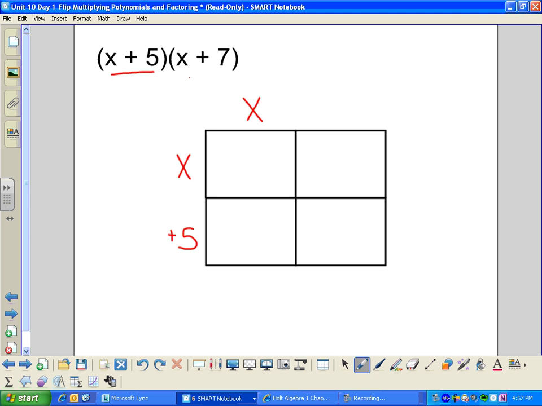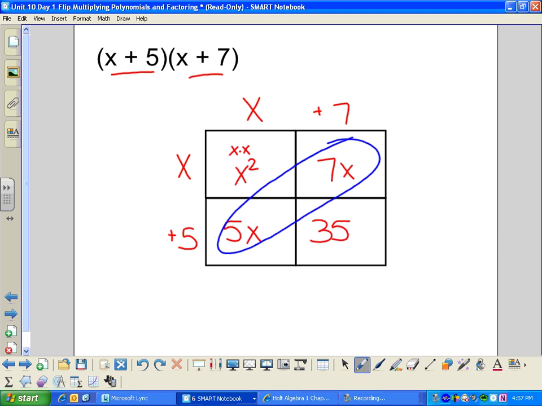And here I have an x and I have positive 7. Now I'm going to multiply the row and the column headers to figure out what goes in the box. So right here, it'll be whatever x times x is, and that happens to be x squared. 7 times x is 7x. x times 5 is 5x. 7 times 5 is 35. Now that I have my Punnett square all filled out, I'm just going to combine my like terms and write my polynomial result. So what's the same here? Oh, look at that. I've got two x terms. Those are the only terms I can combine. So my answer is going to be x squared plus 12x plus 35.